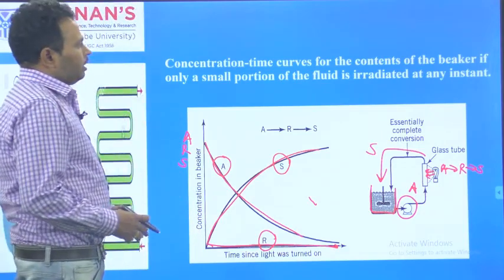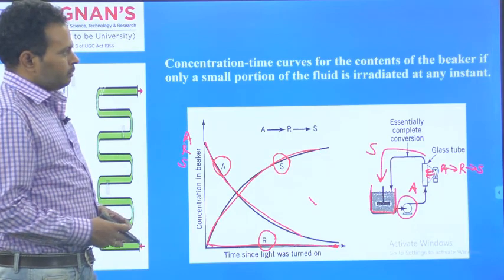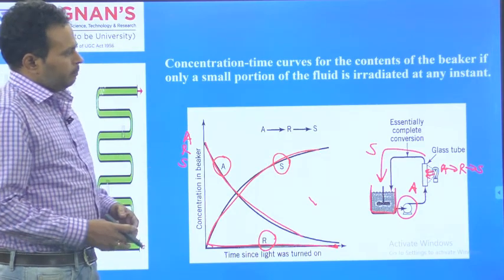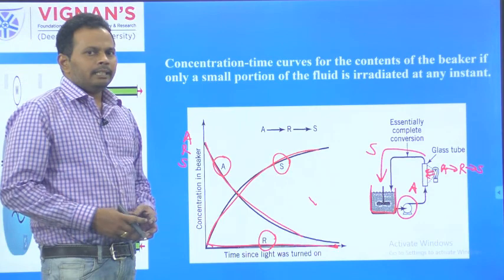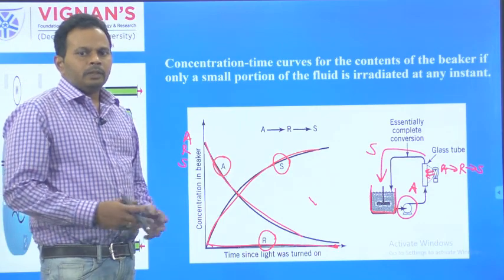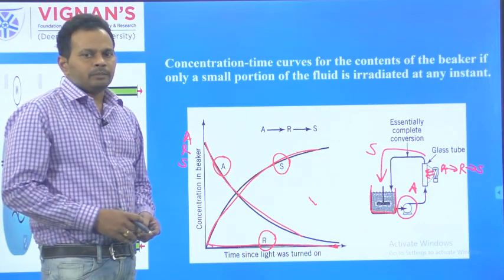So this is the qualitative product distribution for this series reaction. Based on that, when you treat the beaker containing A in two ways, we can obtain different types of product distribution.